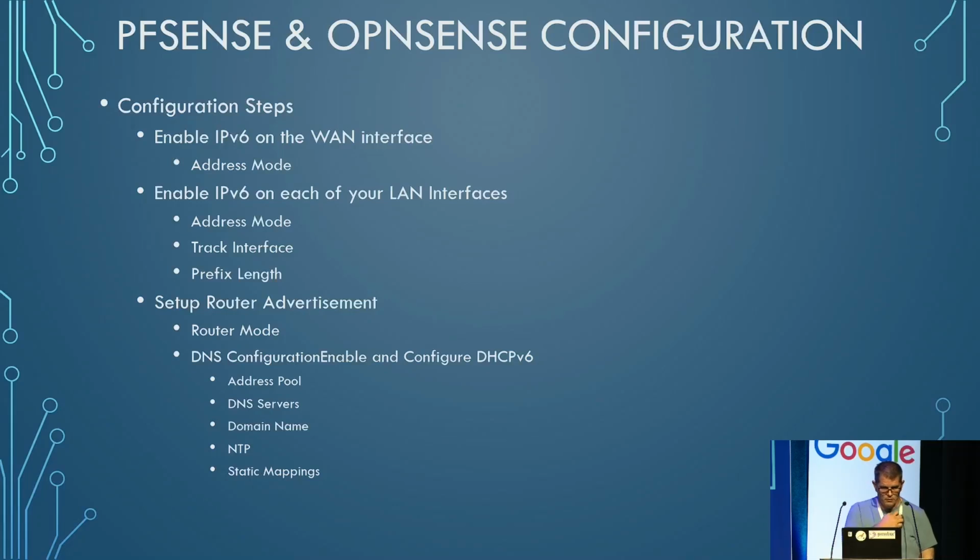So what we'll look at is enabling IPv6 on the WAN interface, the address mode, enabling IPv6 on your LAN interfaces, and you may have multiple. So the address mode, whether you're using what's called a track interface, and what the prefix lengths are that you're allocating to each of your subnets. Setting up an RA, so we're looking at the router mode, DNS configuration, and enable and configure DHCPv6, and so on.